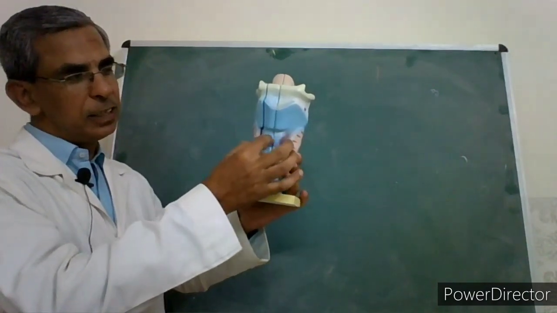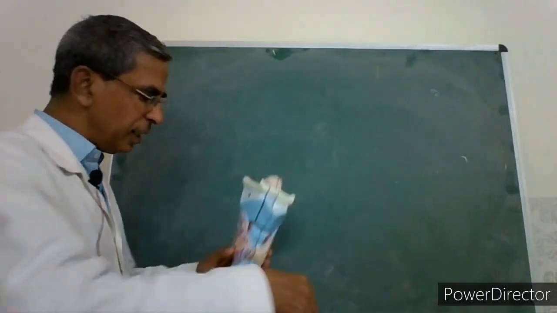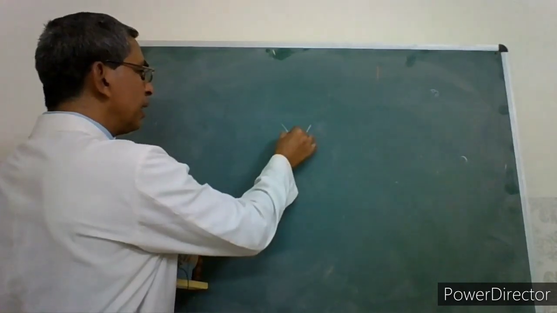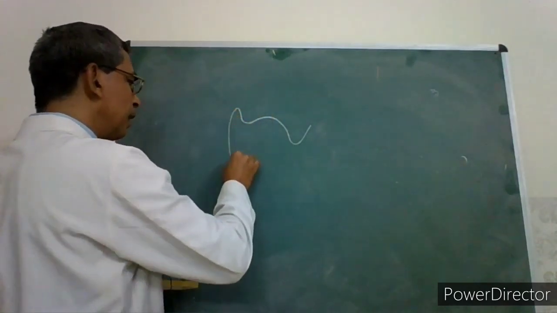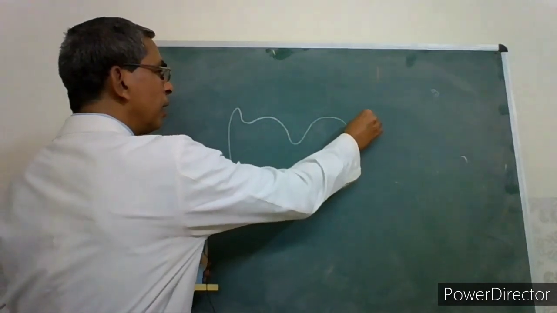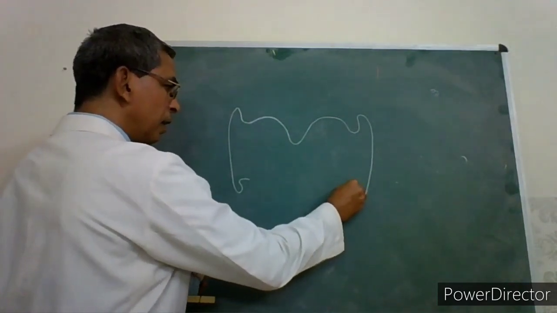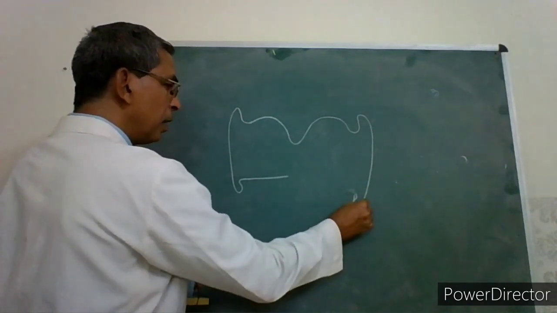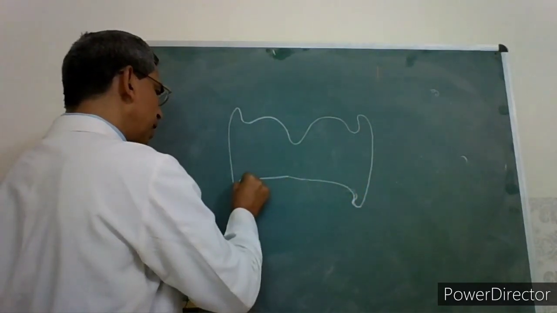Okay, you are seeing this is the larynx, thyroid cartilage, cricoid cartilage, and these are the tracheal rings here. So this is present in front of the trachea, and by the side of the larynx. If you see the diagram here, this is the thyroid cartilage. This is the thyroid cartilage. And this is the cricoid cartilage here.